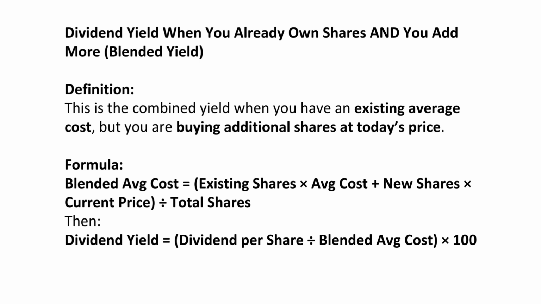Why? We talked about DCA. You could be buying new shares at a lower price. It pushes the average cost down. The blended average cost goes down, increasing your dividend yield. If you're buying new shares at a high price, it pushes your blended average cost up, reducing your returns.